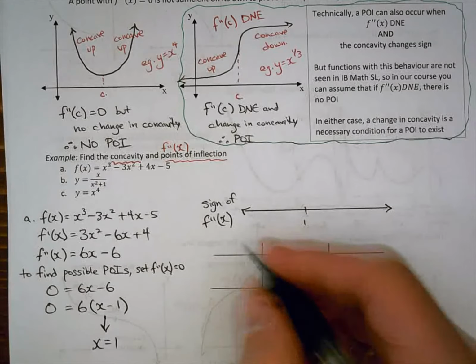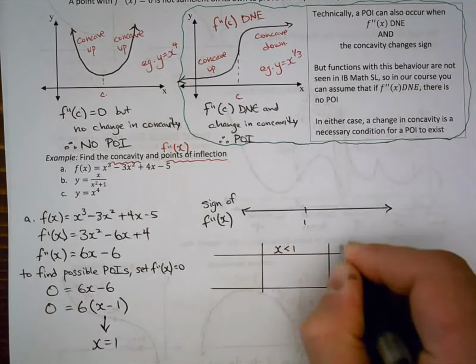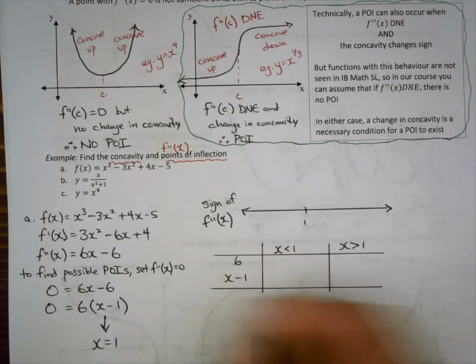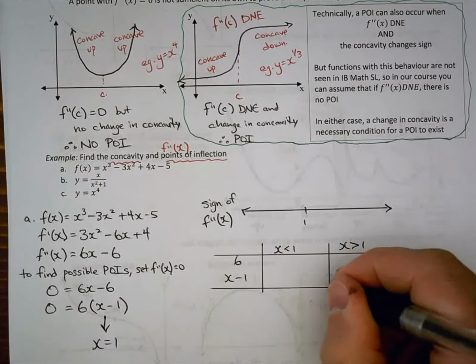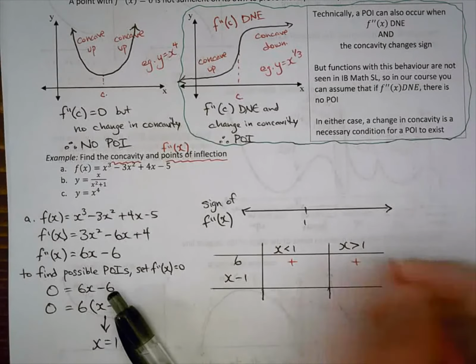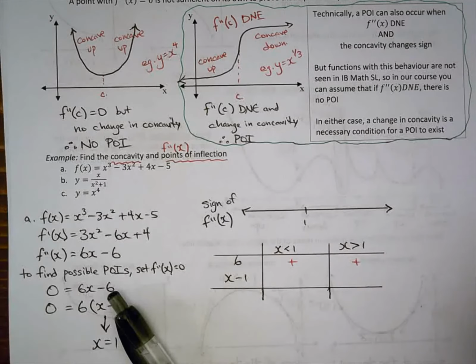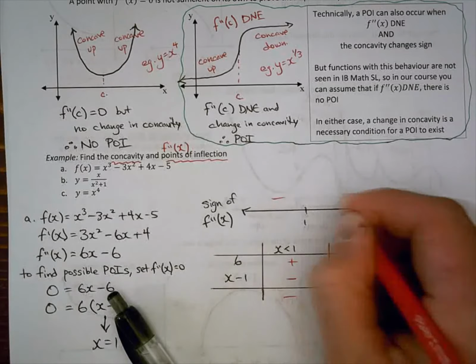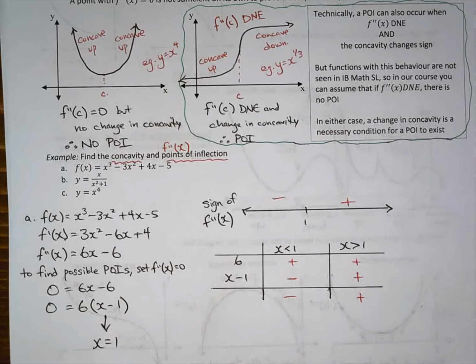Okay, so we have x is less than 1, x is greater than 1. My factors are 6 and x minus 1. Okay, let's look at what happens here. So I have 6, it's always positive. A number that's less than 1, like negative 2, this is going to become negative, this is going to be positive. So this is going to be negative and positive. Great, I have my sign diagram.